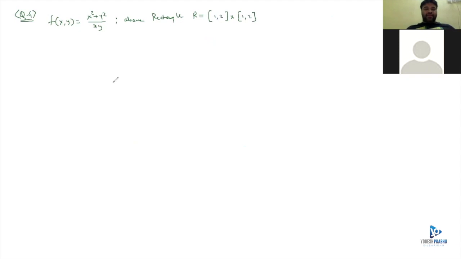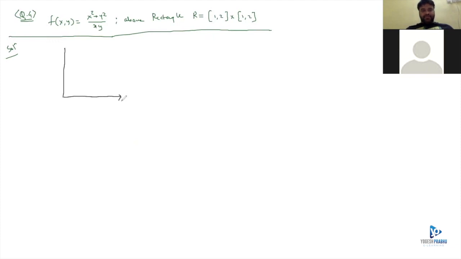Now let me explain what this question is trying to figure out. What this question wants us to figure out. Here is the explanation of this whole situation. First of all, this is say x and this is y.